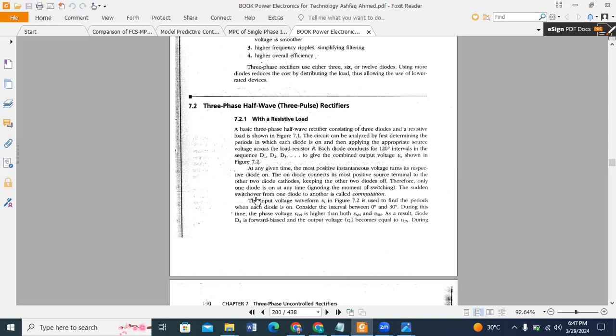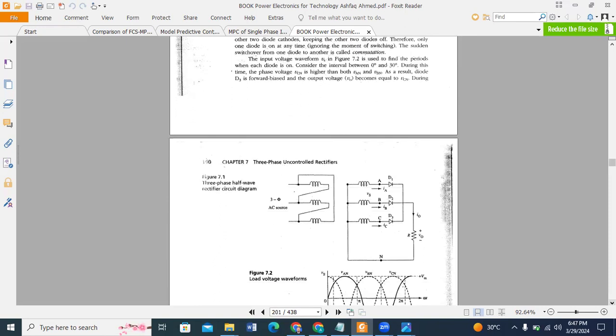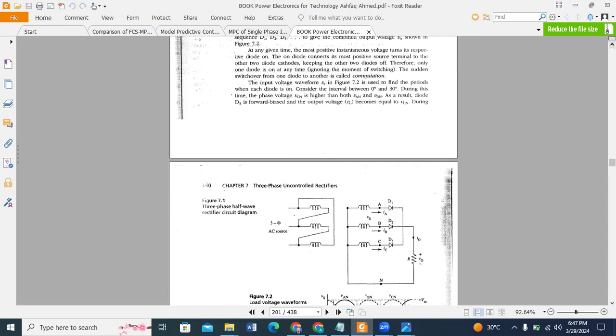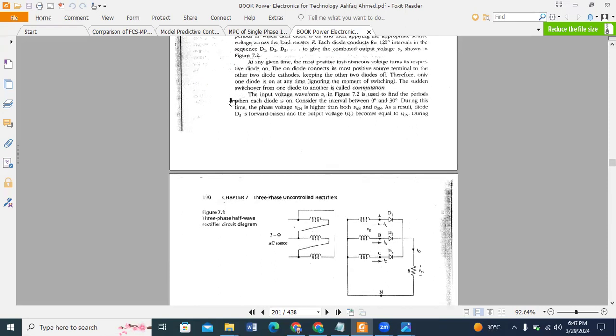Therefore, only one diode is on at any time, ignoring the moment of switching. The sudden switch over from one diode to another is called commutation. Commutation means the continuation of the current or voltage wave without disruption. So this is the basic idea of the three-phase half-wave rectifier.